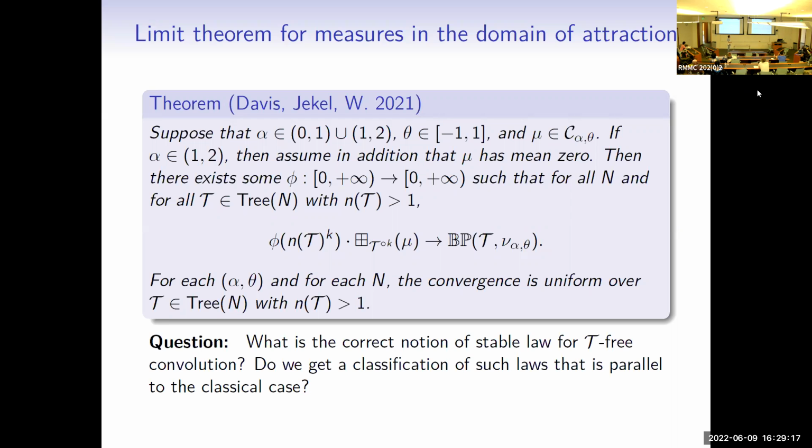The open question is, can we define the stable law in this T-free case, which we actually don't know how to define? As you can see here, we need to do this composition, which is not the sum of n variables and taking the average. It's exponentially growing in the number of indices.